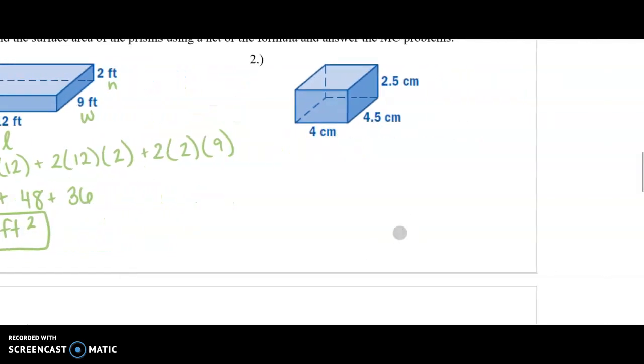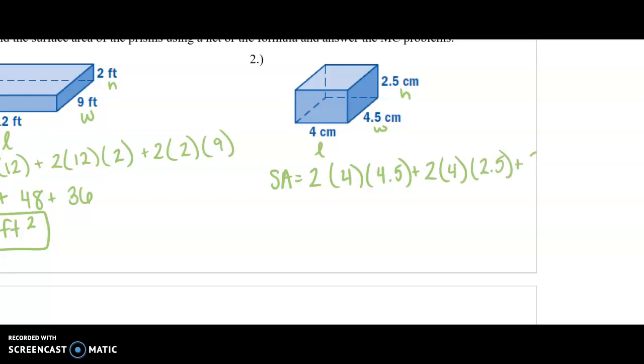So let's look over here at number 2. Again, I have my length, my width, my height. So my surface area is equal to 2 times my length, which is 4, my width, which is 4.5, plus 2 times my length, which is 4, times my height, which is 2.5, plus 2 times my width, which is 4.5, times my height, which is 2.5.